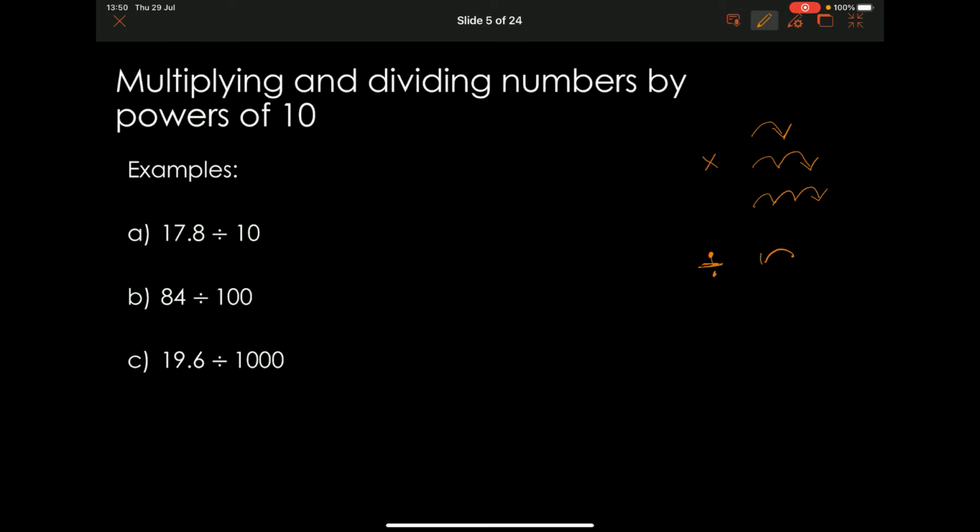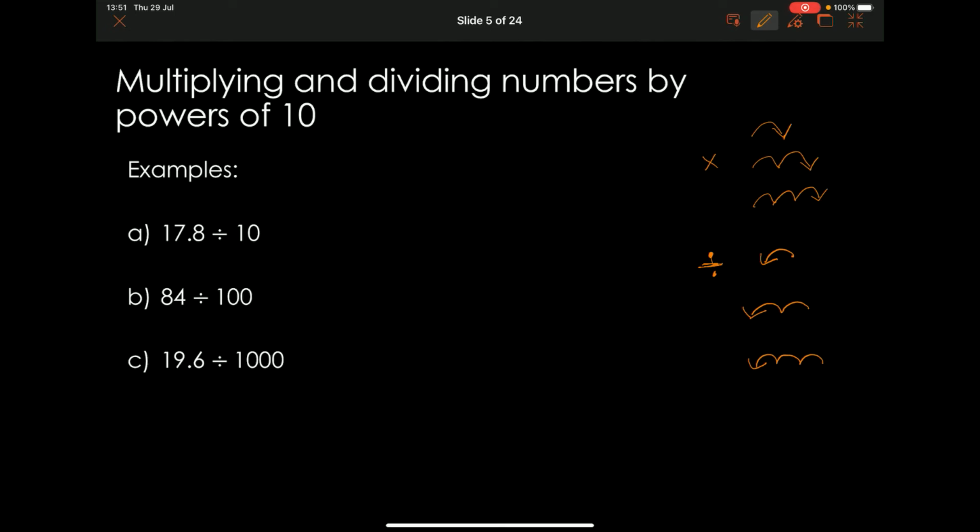If we divide by 10, we go one place backwards or take off a 0. If we divide by 100, we go 2 places backwards or take off 2 zeros. And if we divide by 1,000, we go 3 places backwards or take off 3 zeros. So why don't you pause the video and have a go at those, and then just press play and I will go through the answers.